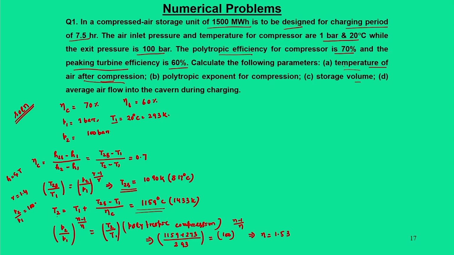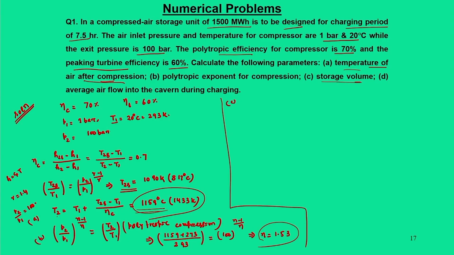What is the temperature after compression? Temperature after compression is 1159 degree centigrade. The index of polytropic compression is 1.53. Now, the next part: this is part A, this is part B, and in part C we are trying to see what is the storage volume. To find the storage volume, we need to use the equation of state, which says PV is equal to mRT.